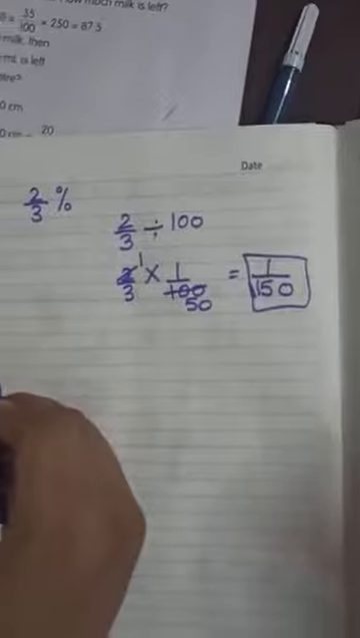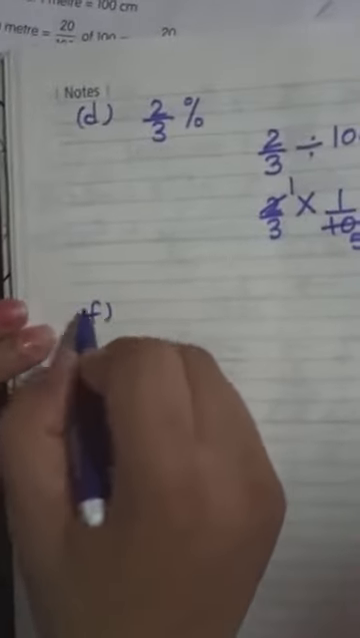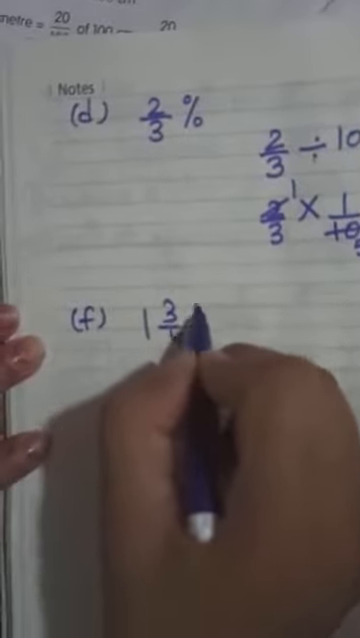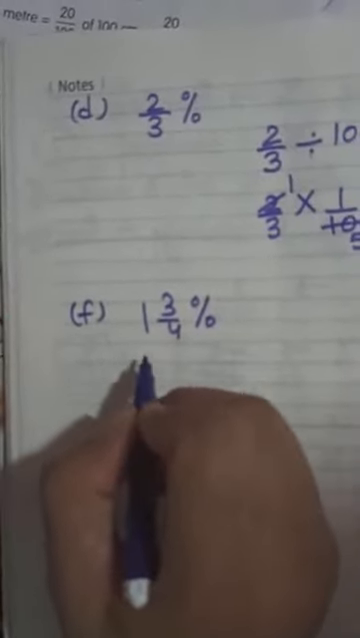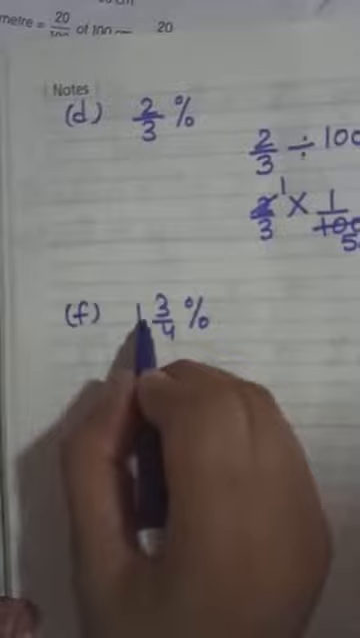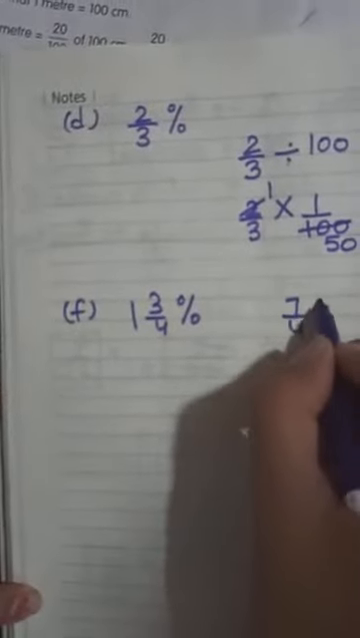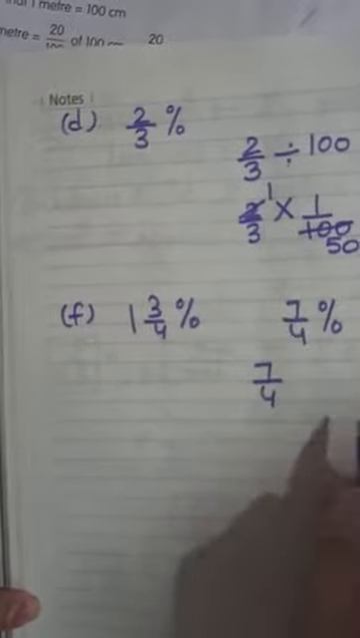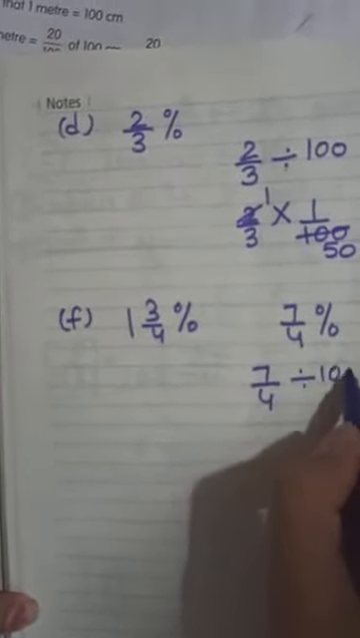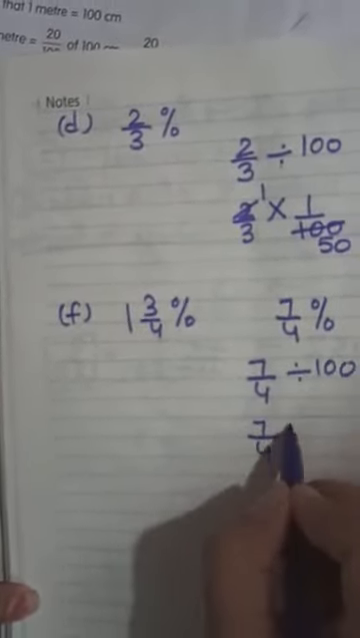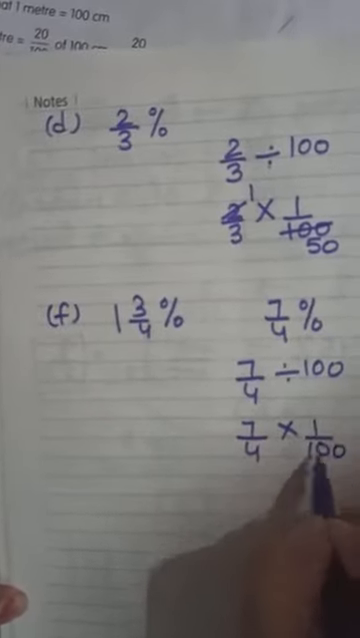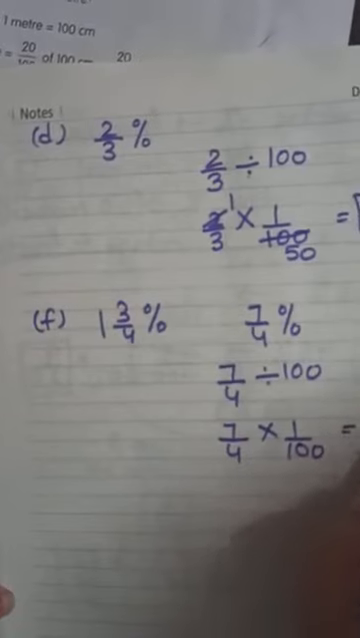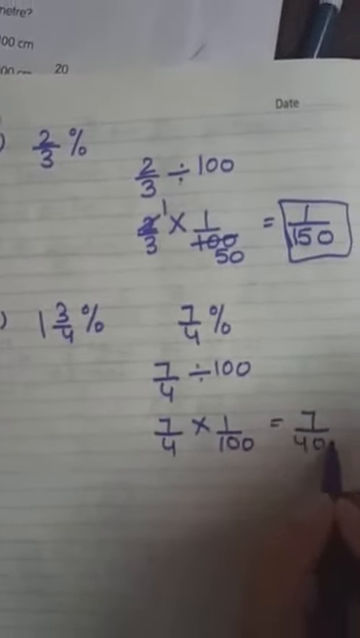Let's take a mixed fraction. I am taking F part. E you will do yourself. 1 3 by 4%. Now it is a mixed number. 4 1s are 4, 4 plus 3 is 7. So this becomes 7 by 4%. Similarly, as we did in the previous question, we'll write divide by 100. This becomes 7 by 4 into 1 by 100. Now, is any cutting possible? No. So this will be 7 by 400.